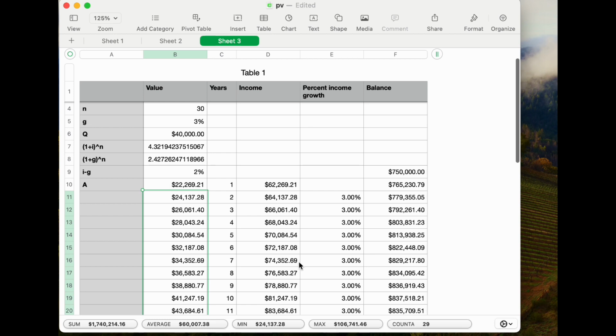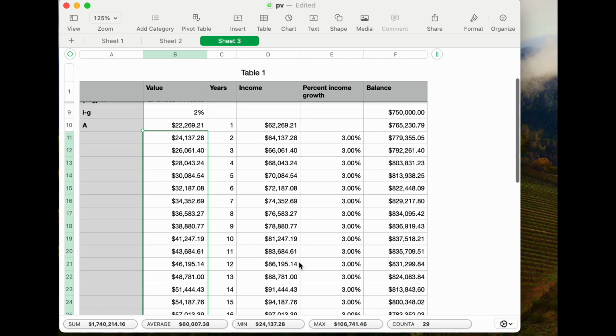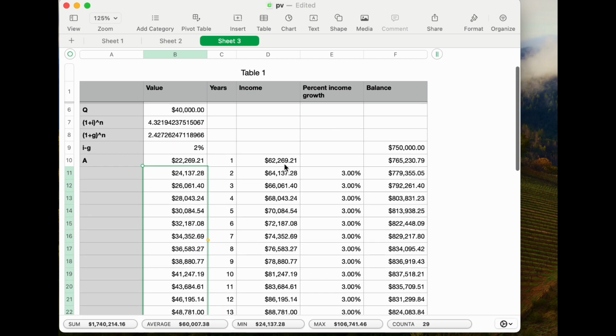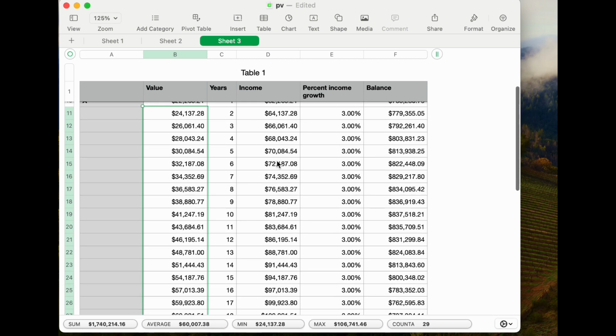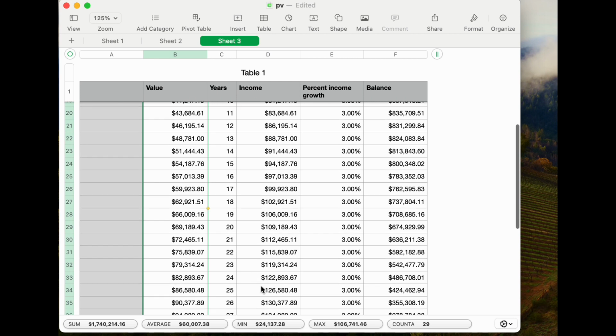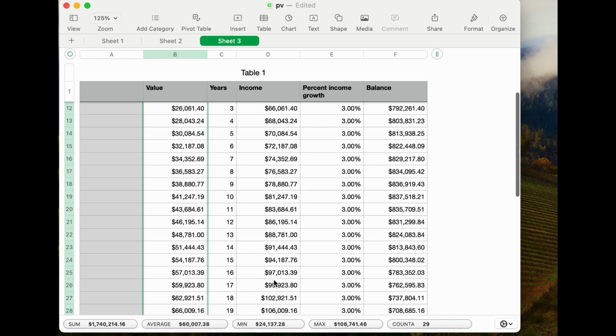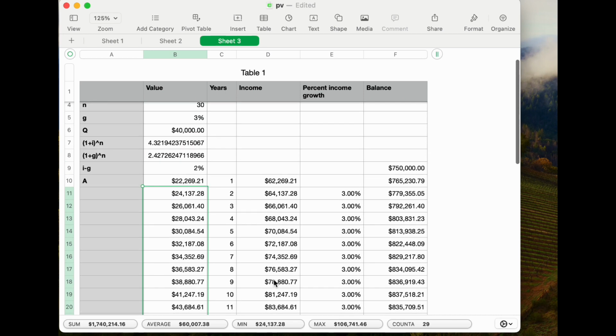Note that the rule of 72 applies here. With the 3% cost of living increase, our income should roughly double after 24 years, which it does. So the income here is 62. After 24 years, it's 122, which makes sense. Then our Social Security can simply be added to the income since it has its own cost of living.